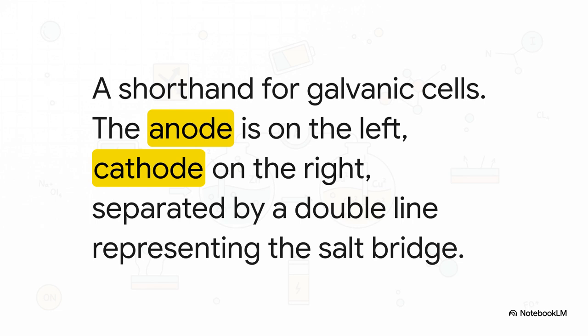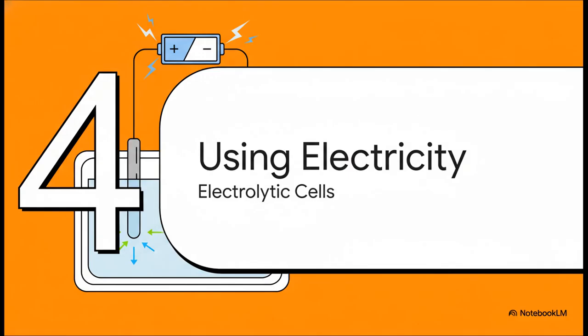Anode is always on the left, cathode on the right. That single vertical line just means you're going from a solid to a liquid or some other phase change. And that double line in the middle, that's the all-important salt bridge, the connector that completes the circuit. Okay, so that's how we get energy out of reactions that happen naturally.